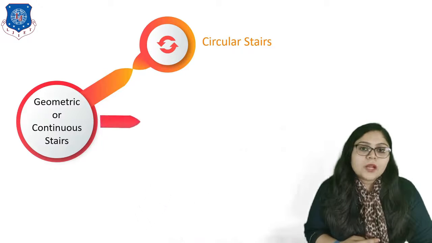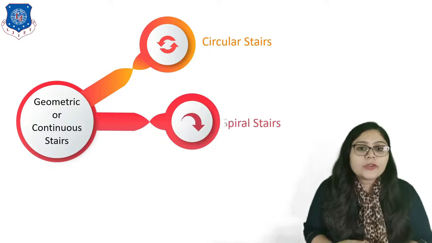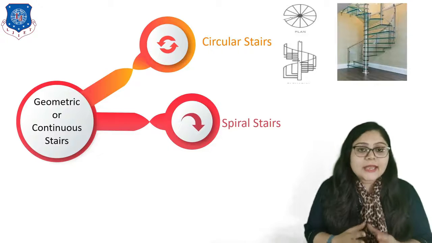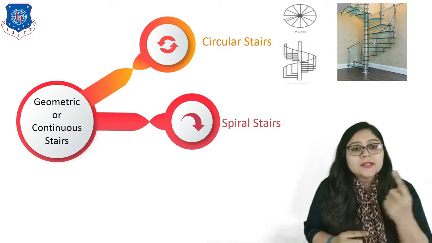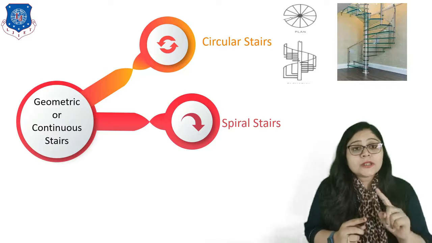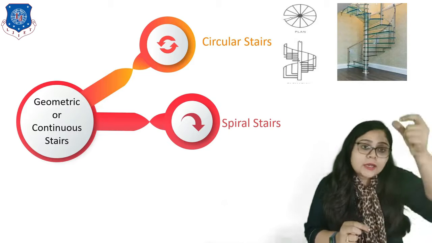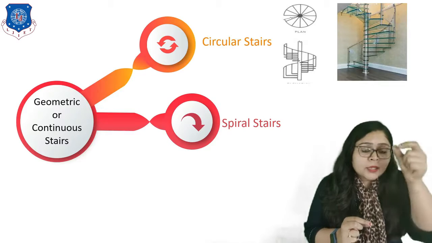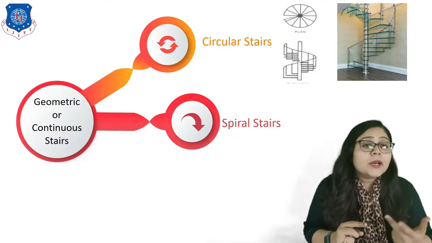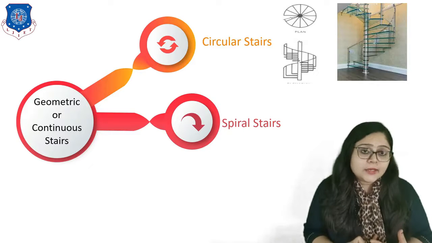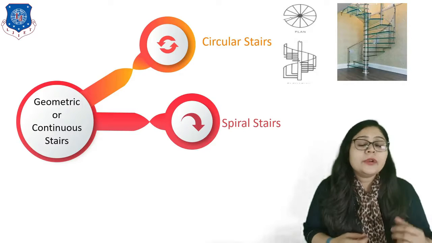Now let's discuss the second type, which is spiral stairs. As you can see in this figure, spiral stairs are in spiral shape, right? But here one thing is there, that a pole is there in the center. It can be of wood, steel or even RCC as per the requirement of strength.